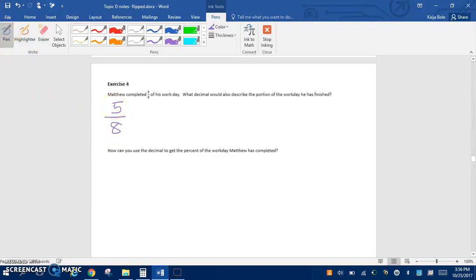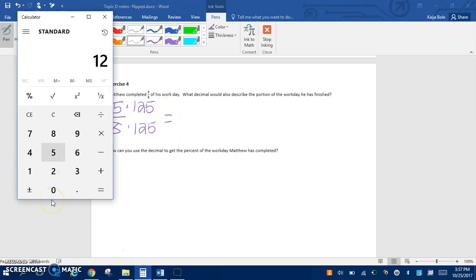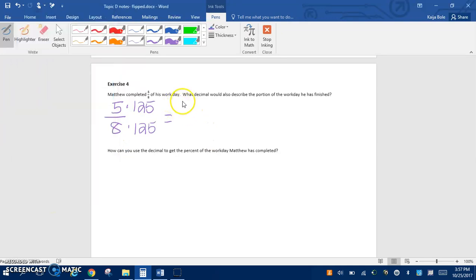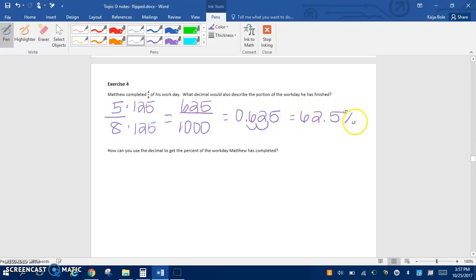So we're trying to put this into hundreds or thousands, and if you look back on the first page, we discovered that 8 can be put into 1,000 if we multiply by 125 on the top and the bottom. So in the calculator, if we do 125 times 5, we get 625. So this is 625 over 1,000. Then we're trying to write it as a decimal, so that's 625 thousandths, which would be 0.625. And then if we went one step further to write it as a percent, we move that decimal over 2 places. So this would be 62.5%.